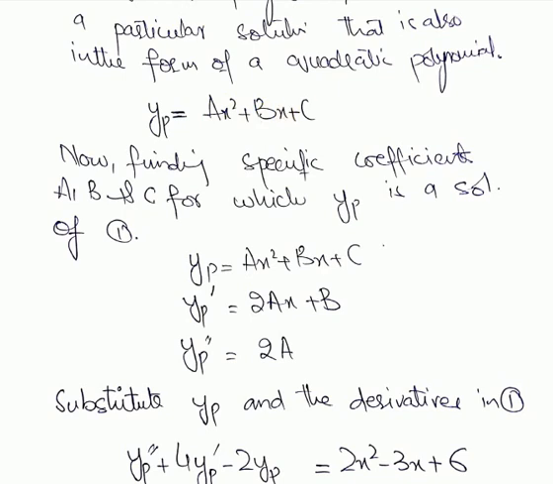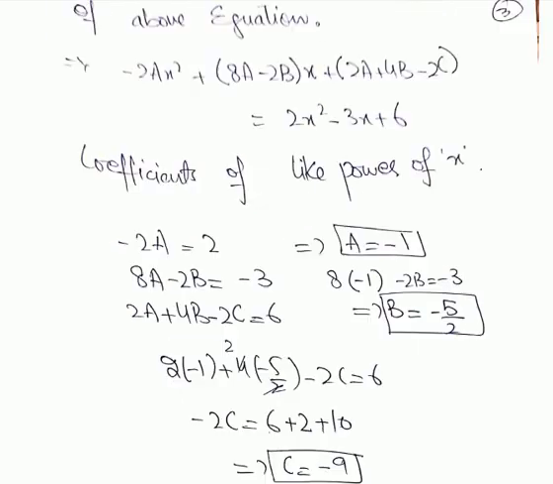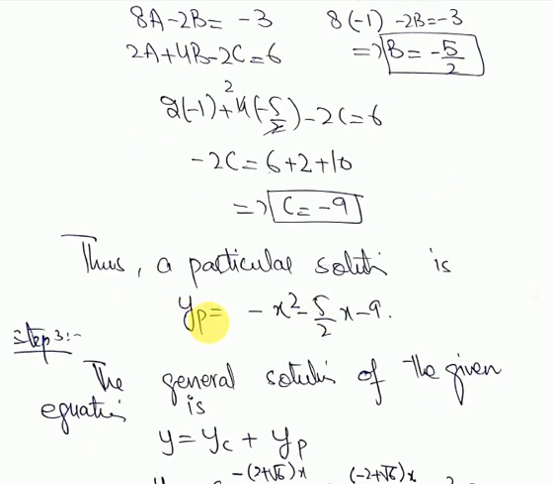So by putting a, b and c, it gives yp is equal to minus 1 x square, plus minus 5 by 2 into x, and plus c, so c is minus 9. So this is the particular solution yp.